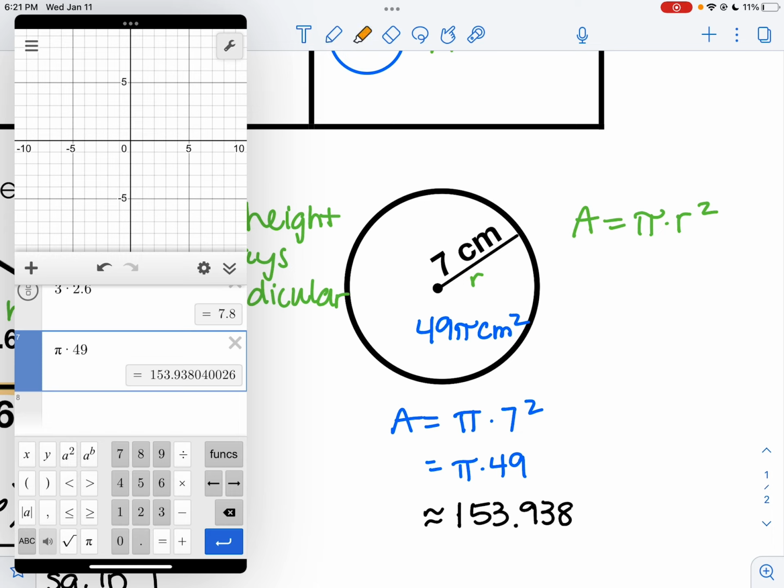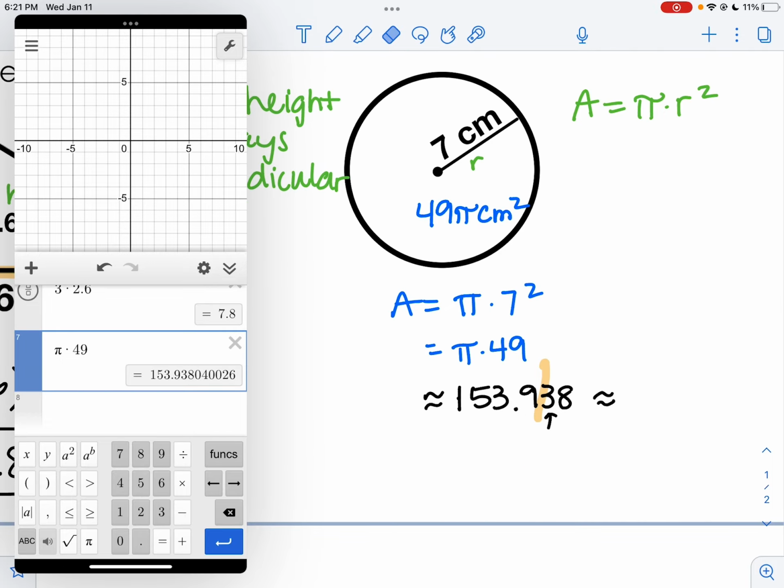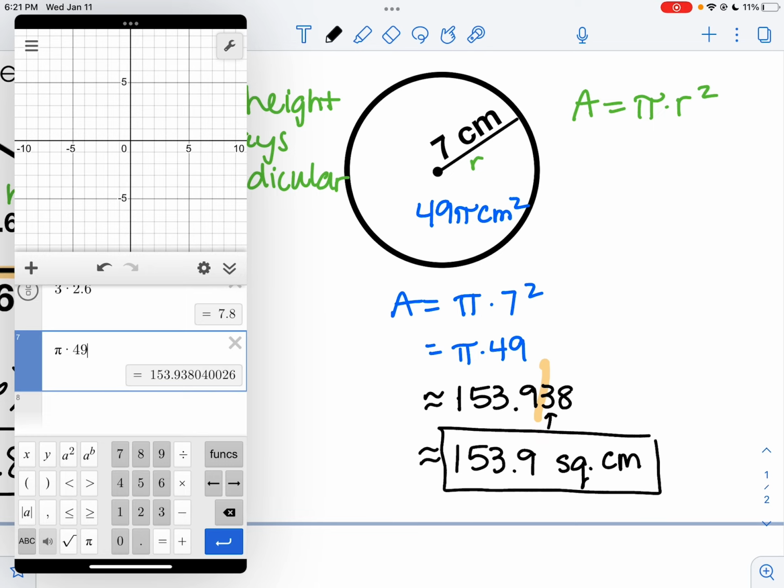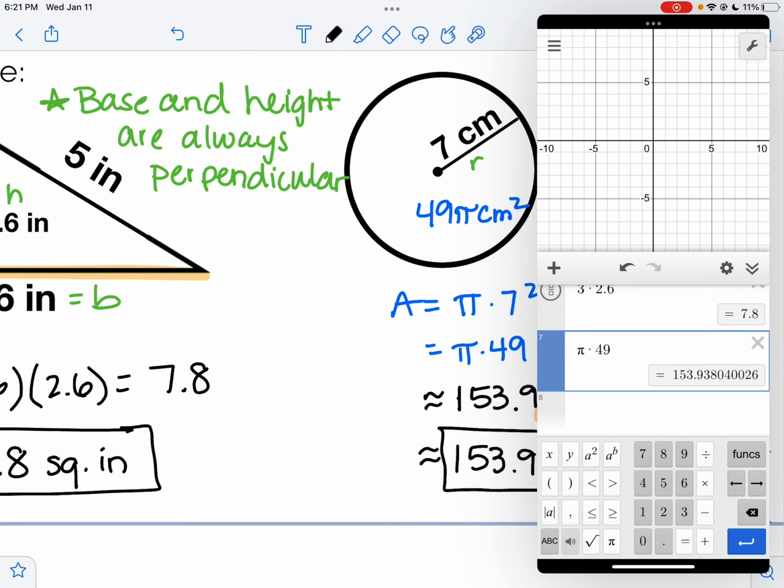153.938. We're rounding to the nearest tenth. So the 3 is smaller than 5, so it's going to round down. So our answer is 153.9 square units because this is area. And we were given centimeters, so square centimeters. And that's what you type in for your answer on your homework.